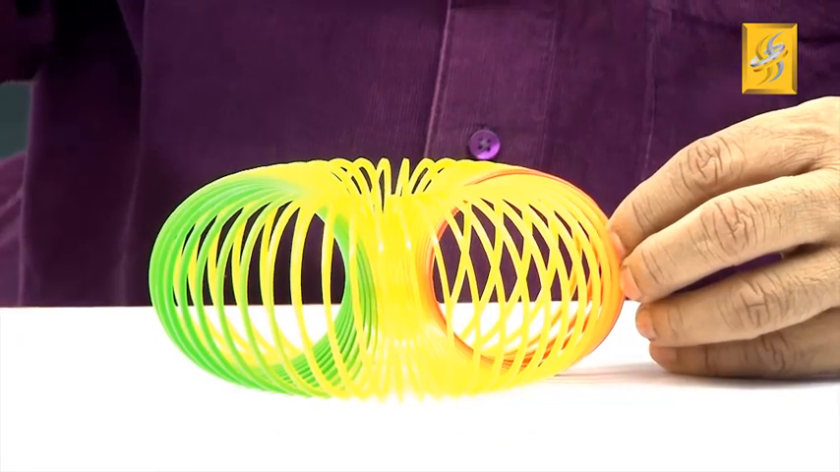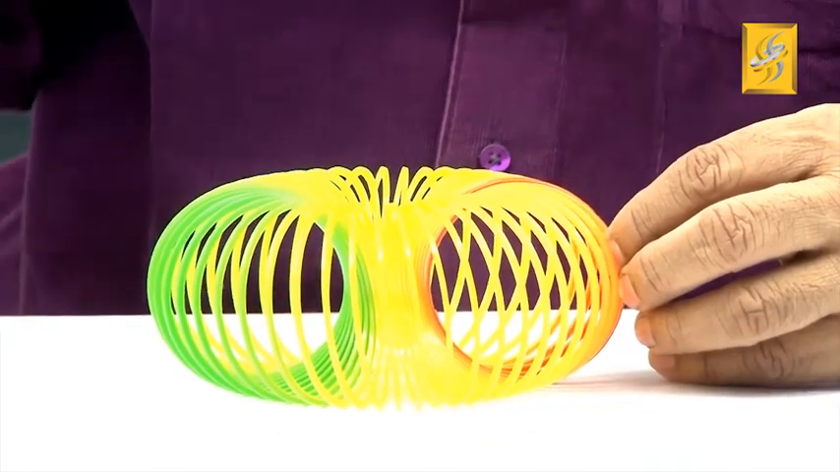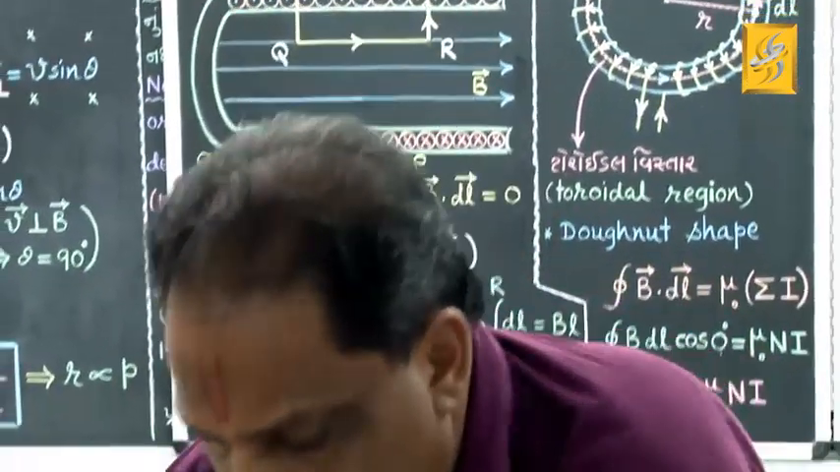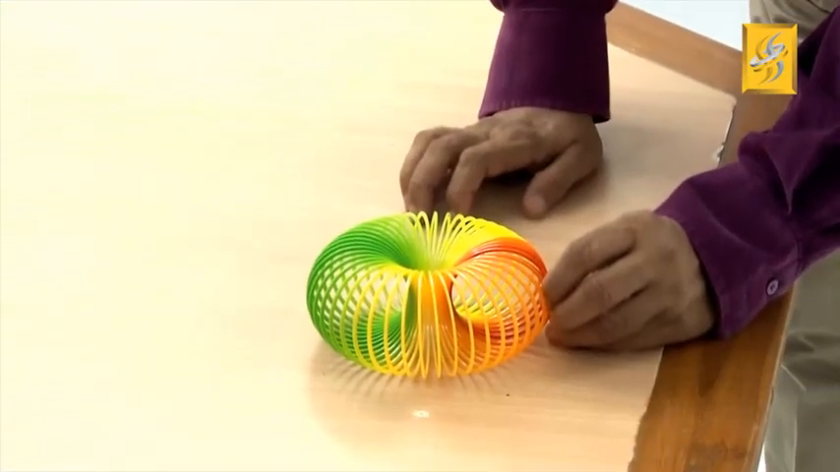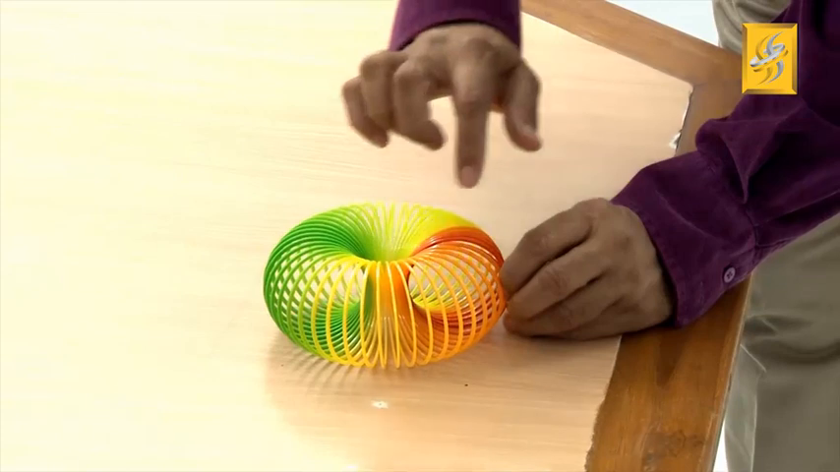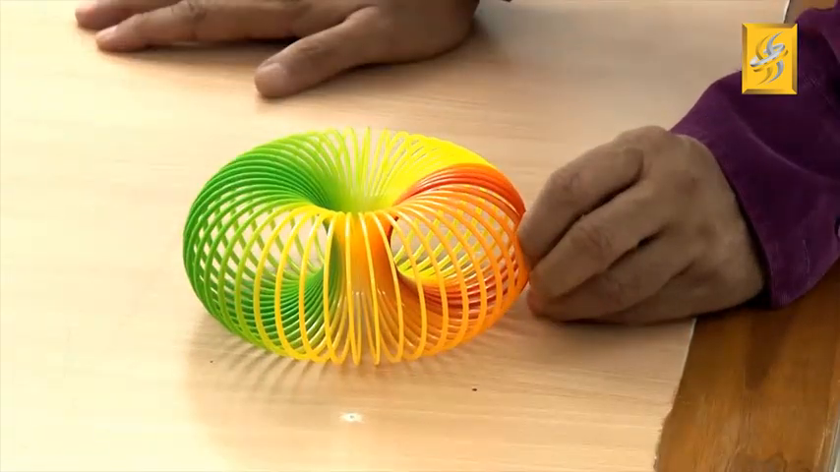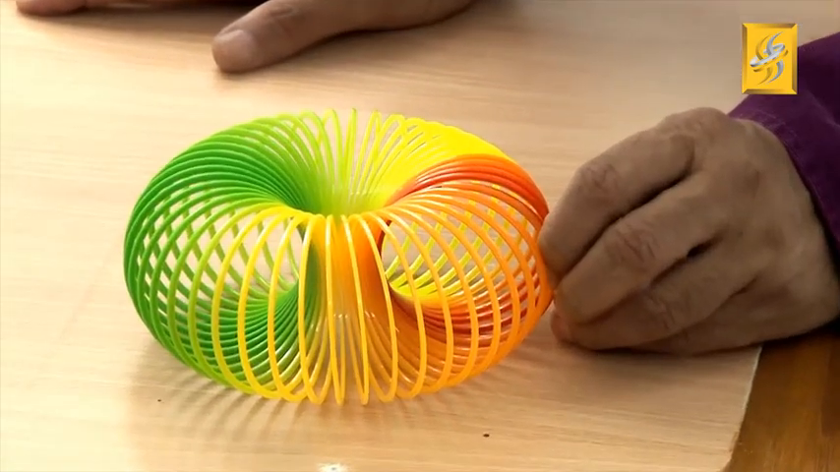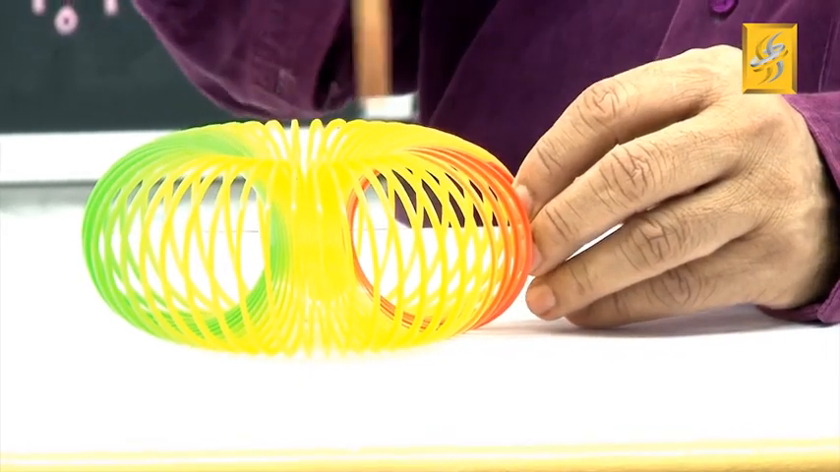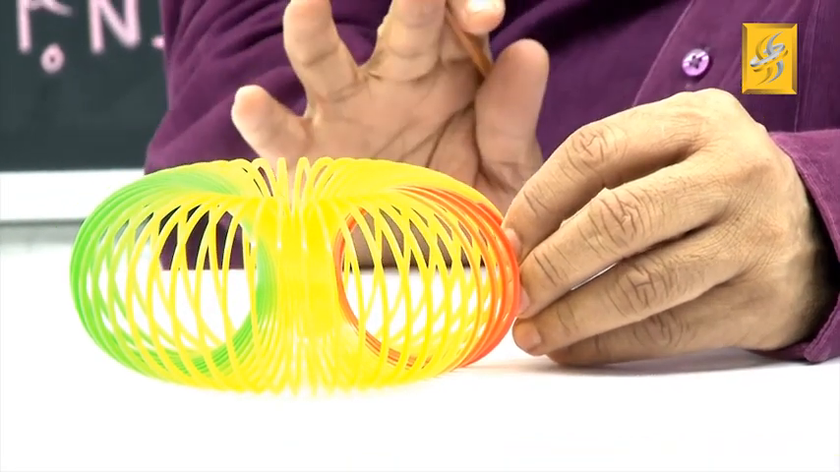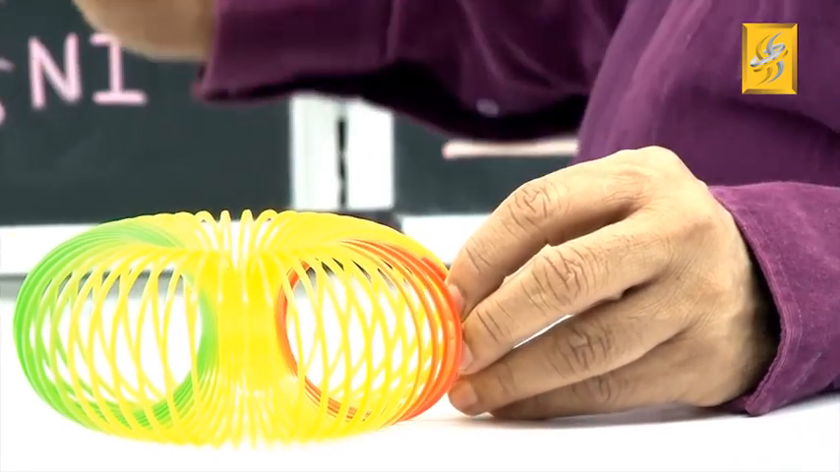I would like to show this thing to you very clearly, so I am just coming closer, okay? Look, this is the toroid, correct? Its shape is like an inflated tube. Got it? My dears, this shape is called donut shape. Donut shape. Here it is.